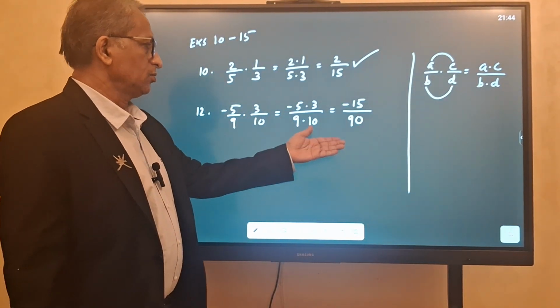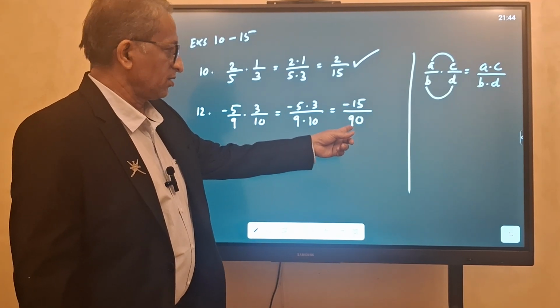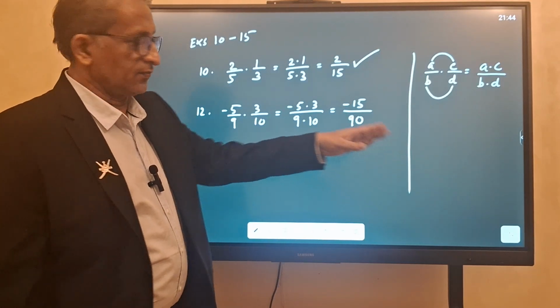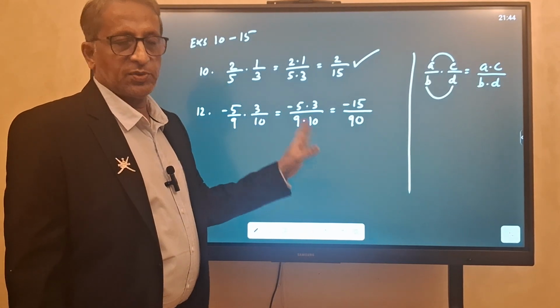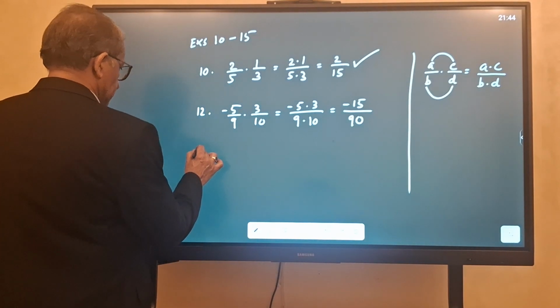And if you want to simplify this, find the factors of 15, find the factors of 90, and cancel the common term, then write the answer. If it is only to multiply, you stop here. So, another example.